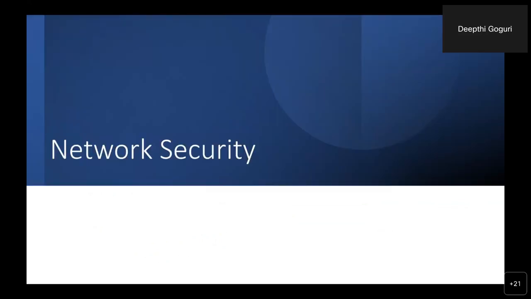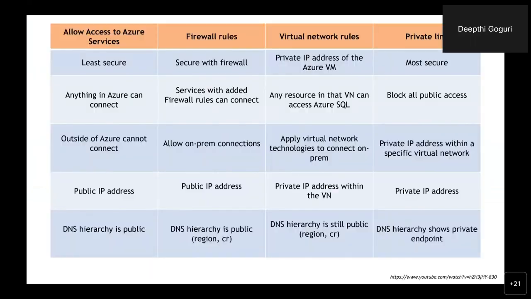Let's talk about the outer layer of security, which is the network security. When we talk about the network security, we have four different layers, like four different options available in Azure.